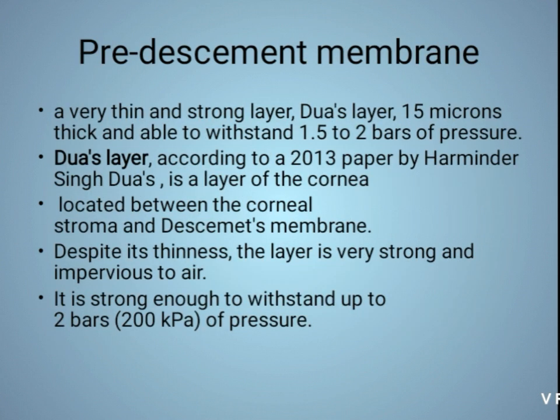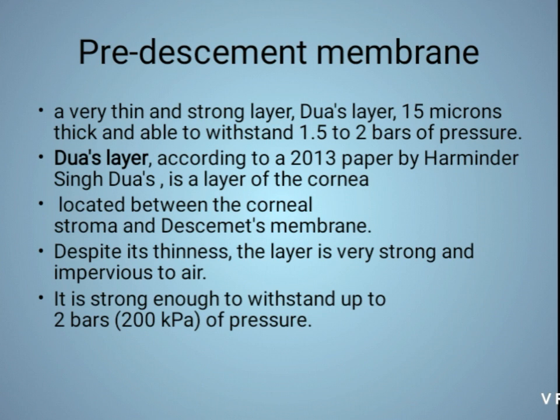Okay, next is pre-Descemet membrane. Pre-Descemet membrane is a very thin and strong layer. It is also known as Dua's layer. It is 15 micron thick and able to withstand 1.5 to 2 bars of pressure, means it can hold 1.5 to 2 bars of pressure on it.